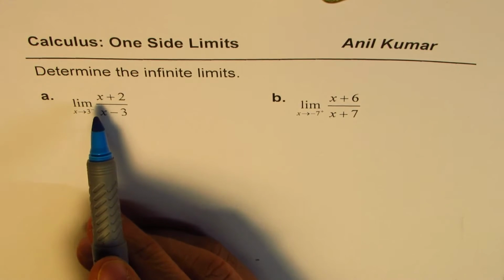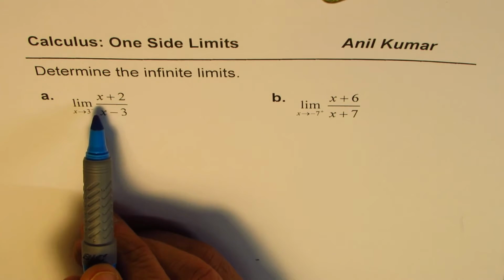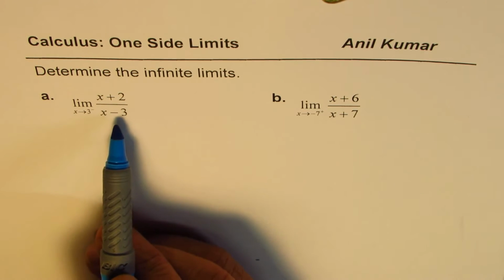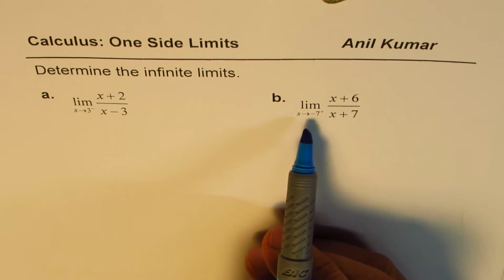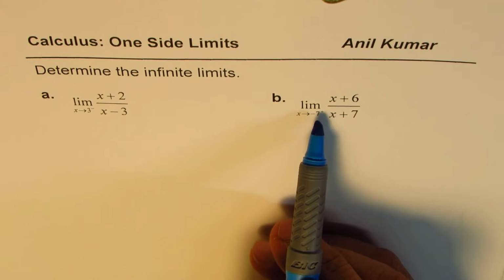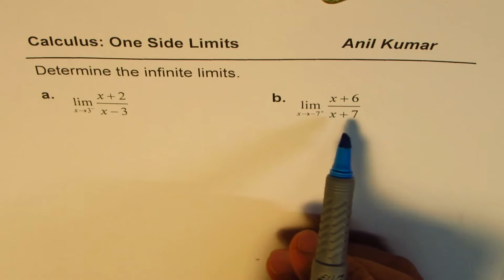A. Limit as x approaches 3 from the left side of (x plus 2) divided by (x minus 3). And the second question is we need to find the limit when x approaches minus 7 from the right side of (x plus 6) divided by (x plus 7).